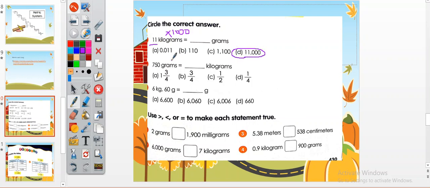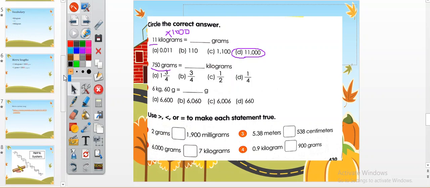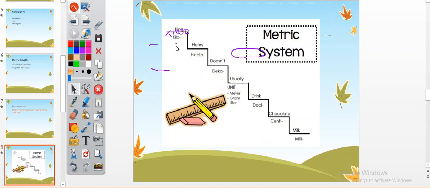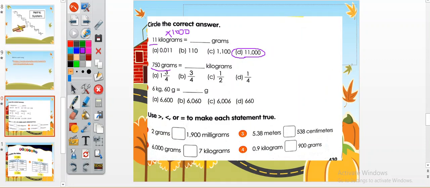Great. For the second one, 750 grams. How many kilograms are they? Well, from grams to kilograms, remember, what are you converting? Is it big to small or small to big? Grams to kilograms, so from small to big, you will divide. We will divide by 1, 2, 3, it is 1,000. So you are going to divide by 1,000.